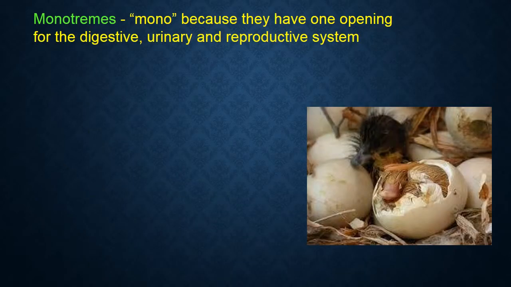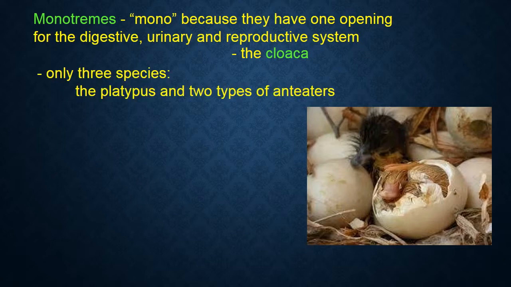So let's start with our monotremes. Mono, because they only have one opening for the digestive, urinary, and reproductive system. That's why they're called monotremes. And that one opening is the cloaca, which you should have remembered from our reptiles. That is a feature that carries over into this particular group of mammals called the monotremes. So there are only 3 species within this group. That's the platypus and 2 types of anteaters.